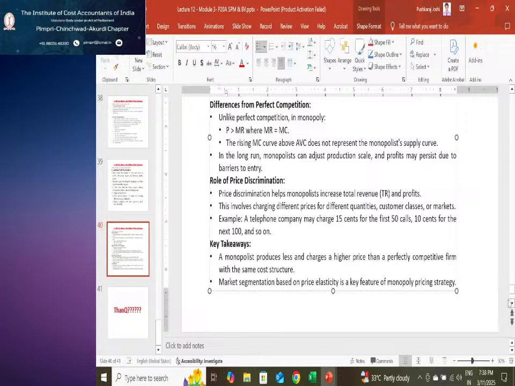So the role of price discrimination is that it helps monopolists increase total revenue and profits. This involves charging different prices for different quantities, customer classes or markets. For example, a telephone company may charge 15 cents or paisa for the first 50 calls, 10 cents for the next 100, and so on. So that's price discrimination. Key takeaways: a monopolist produces less and charges a higher price than a perfectly competitive firm with the same cost structure. And second, market segmentation based on price elasticity is a key feature of monopoly pricing strategy.